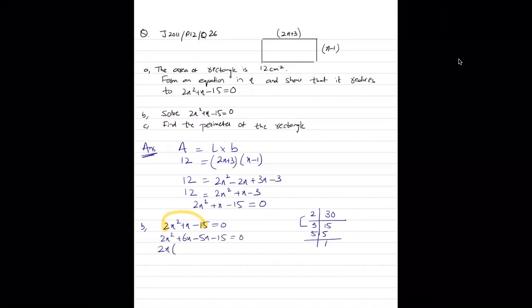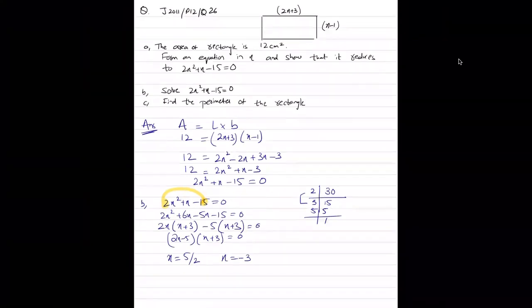You can take 2x common, so you're going to get x plus 3. You can take minus 5 common, so you're going to get x plus 3. 2x minus 5 times x plus 3 equals 0. So your value of x comes out to be 5 over 2 or x equals minus 3. You have solved the equation.